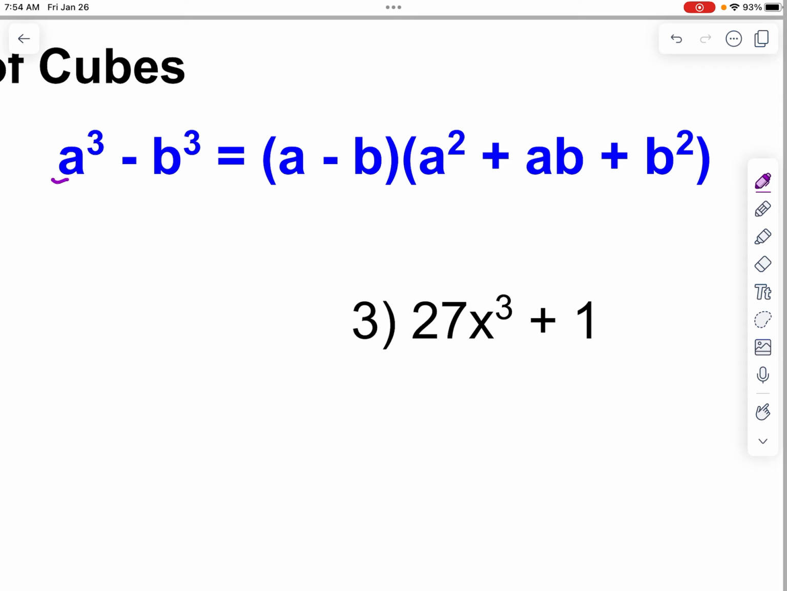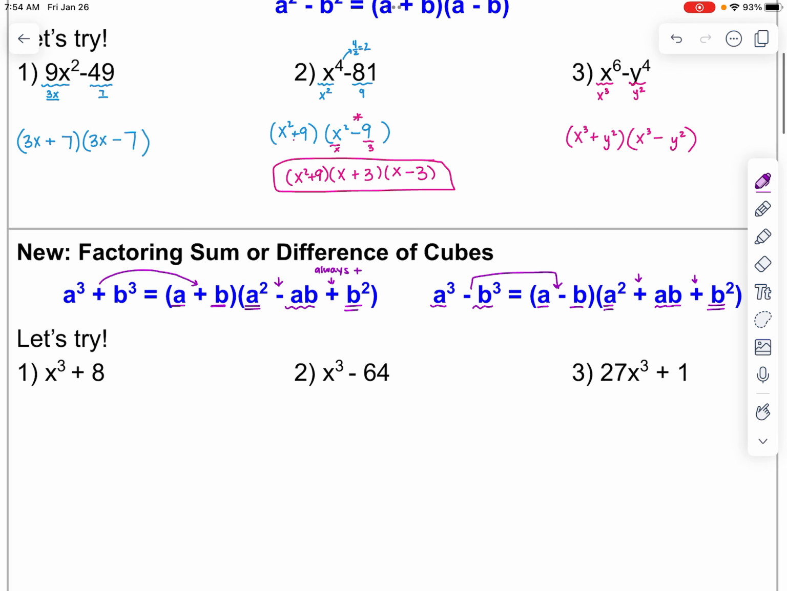So we have a cubed minus b cubed. So our first parentheses is a and b with a minus, because remember that stays the same. Then we have a squared plus opposite a times b plus always positive b squared. So this is the pattern that we're going to follow. Let's actually try to apply it.